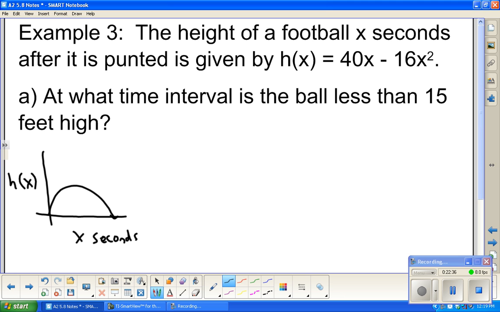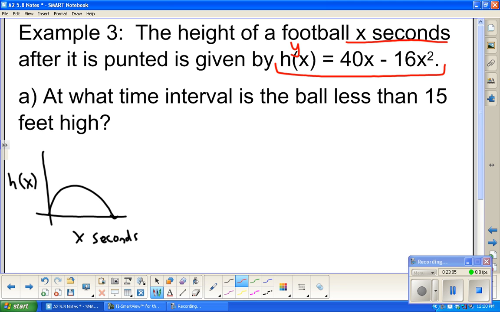Okay, so I want to make sure everyone's clear on the equation too, because there was one like this on the quiz. The one on the back was pretty similar here. You have to plug into the equation, and you have to understand what the equation's telling you. So x is the number of seconds. Okay, so that would be down here in the x-axis, number of seconds. And then h of x is the height. That's really just like y. y equals 40x minus 16x squared.